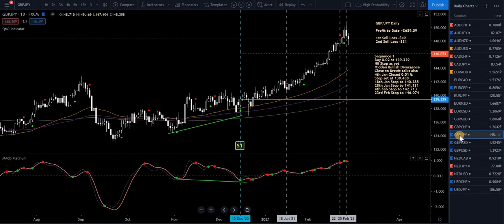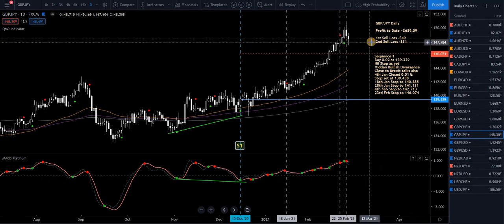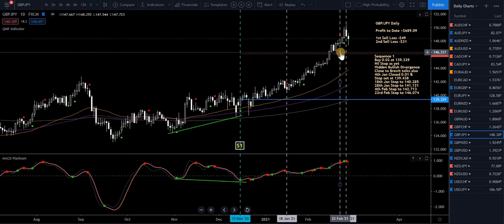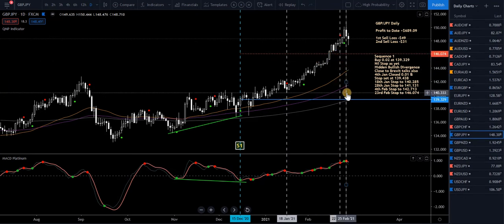Pound yen. I'm in a buy from back here, which is good. Taking a couple of losses on the sells, which is not so good. So you can see there's a sell here, took a loss. There's a sell there, took a loss. So I'm getting hammered on the sells.